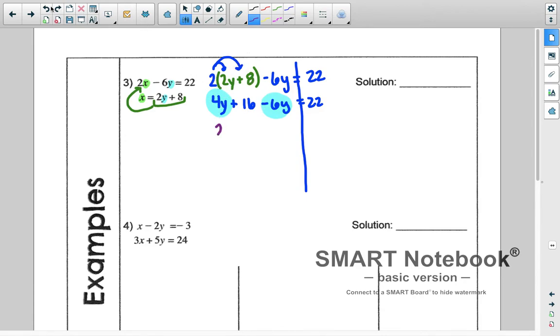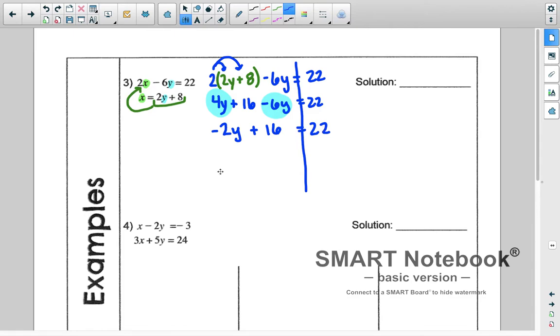So 4 minus 6 is 2. And we did a smaller number minus a bigger number, so it's going to end up being negative. So negative 2y plus 16 equals 22. Now it's at that nice, comfortable 2-step equation.